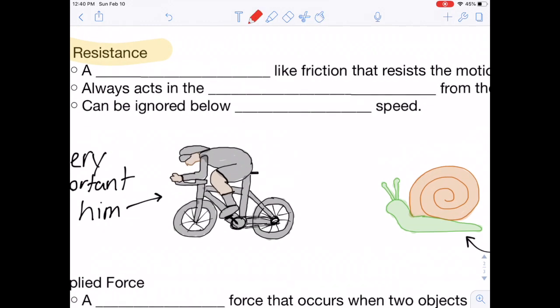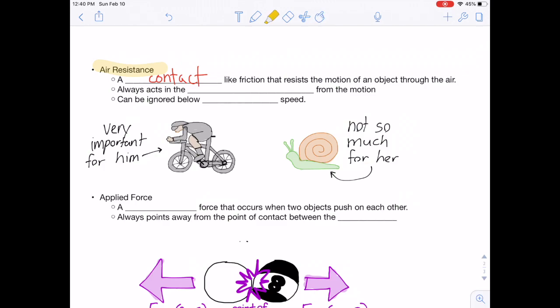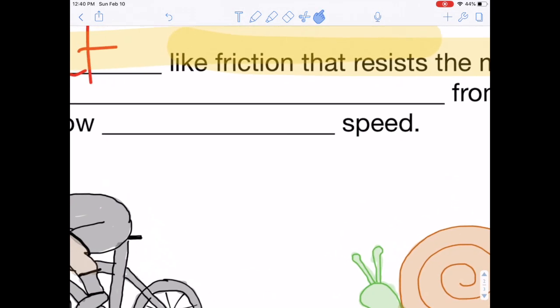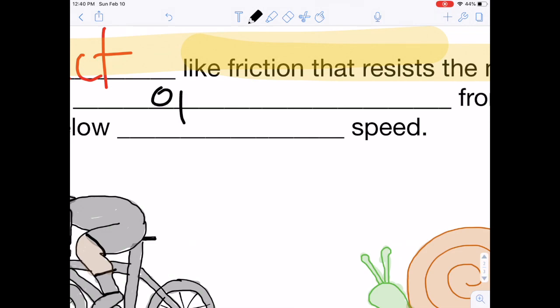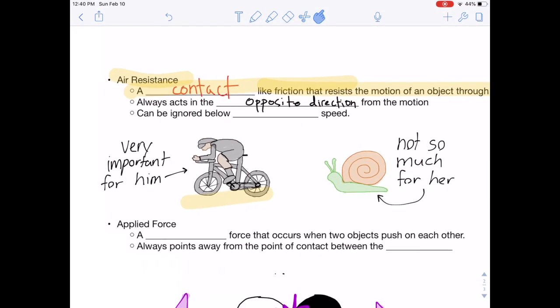Air resistance. That's a contact force, just like friction, that resists the motion of an object through the air. You can think of it like a parachute, or think about this biker guy down here. It always acts in the parallel direction from the motion, but this one is even more specific. It almost always acts in the opposite direction. So this almost always opposes the direction of motion. It usually slows down the object.